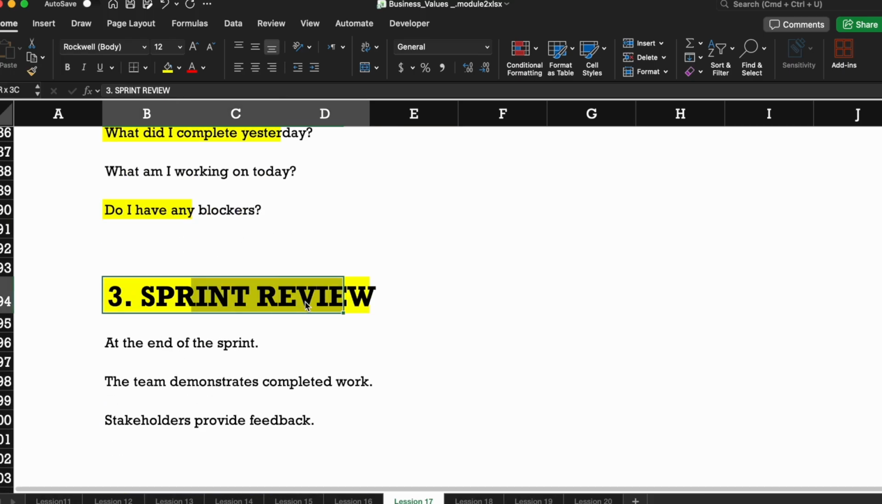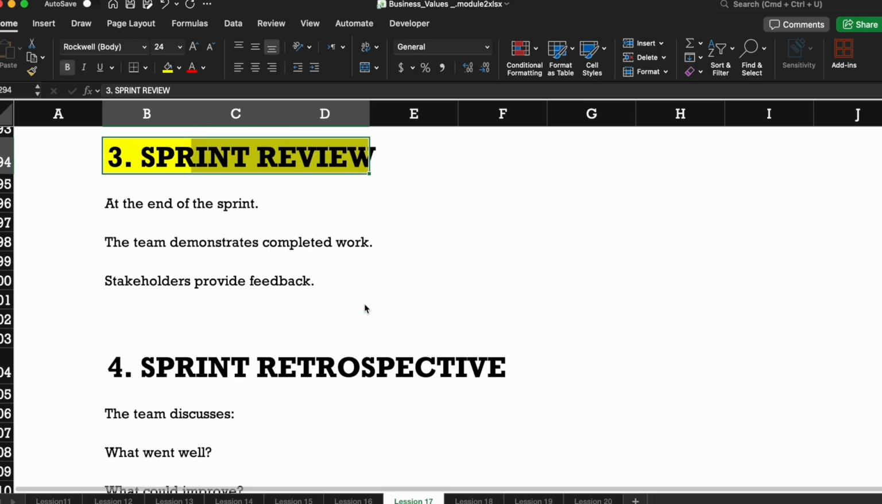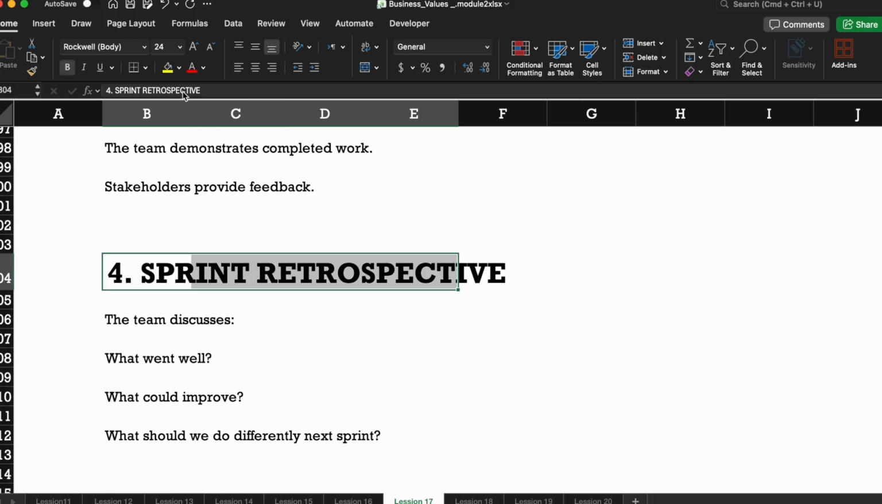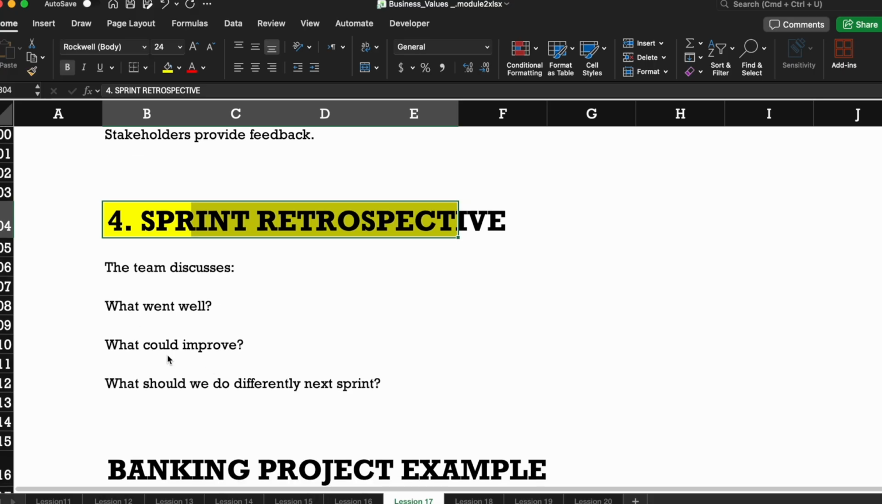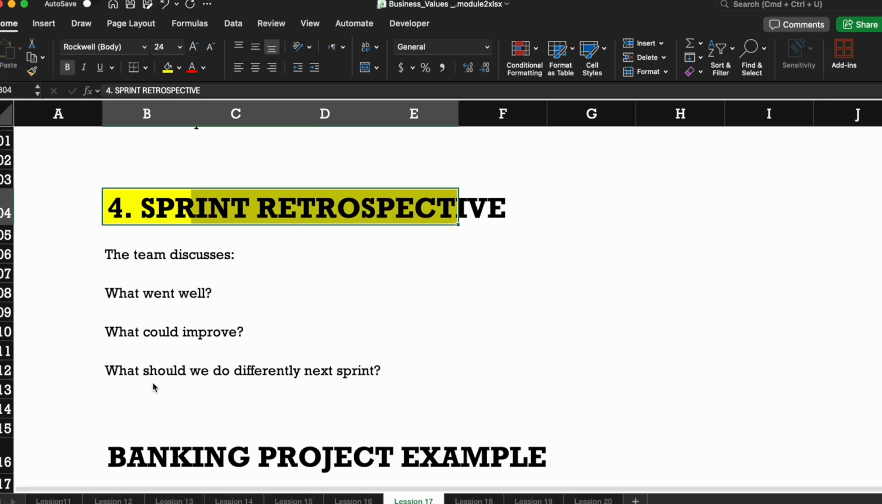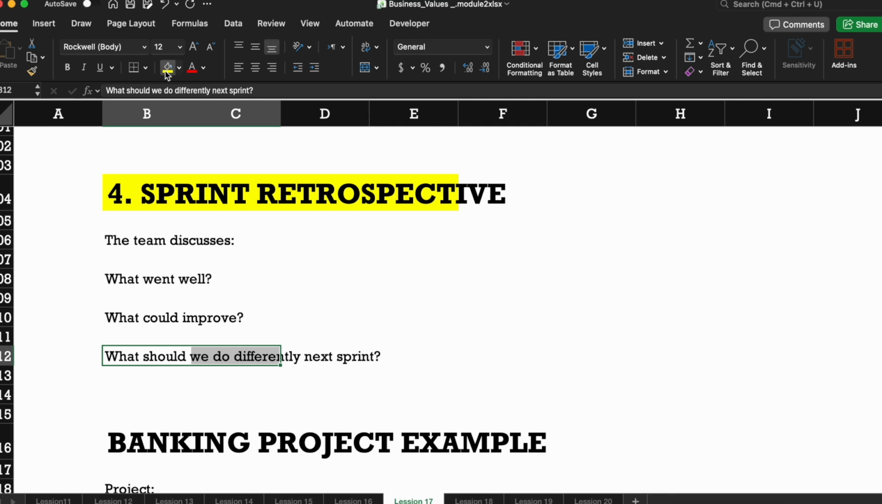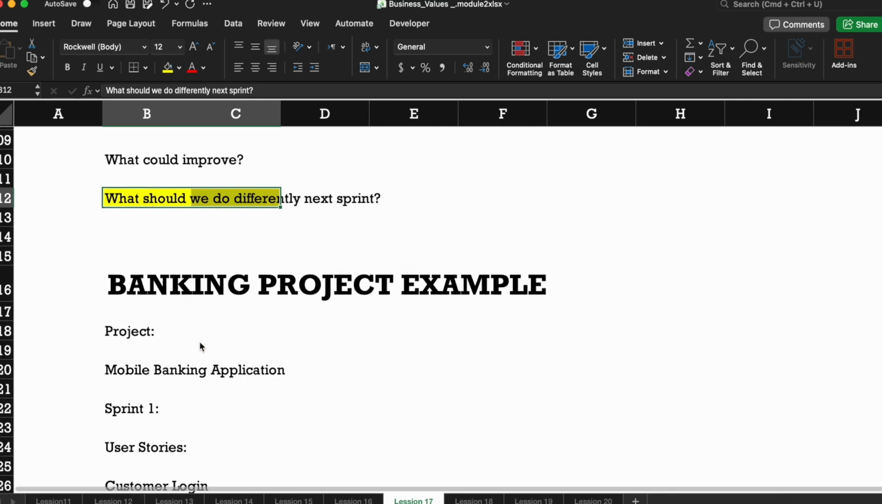And finally we complete the sprint. We'll review with the stakeholders. Finally we have a retro to discuss what went well, what didn't go well, and what we should improve for the next sprint. This is really a nice organized way to do software development.